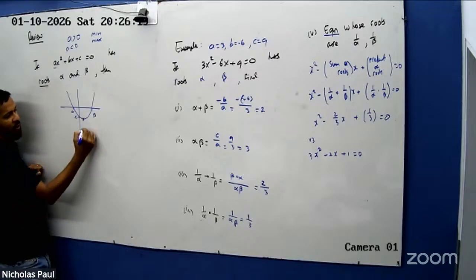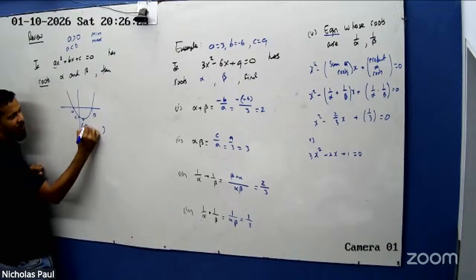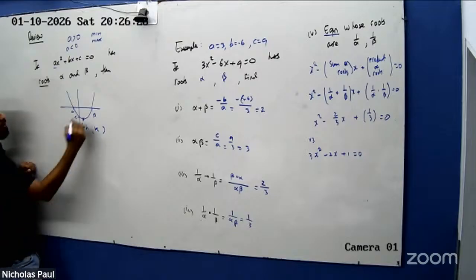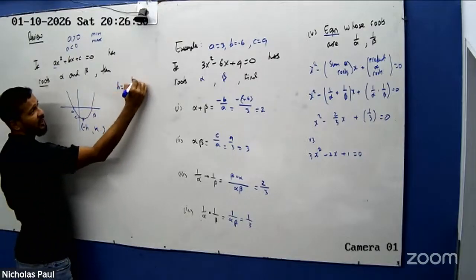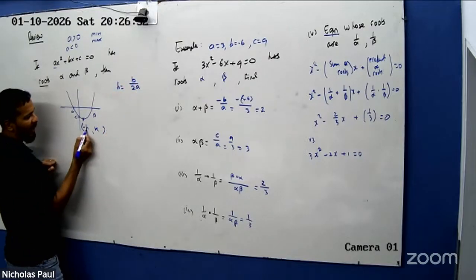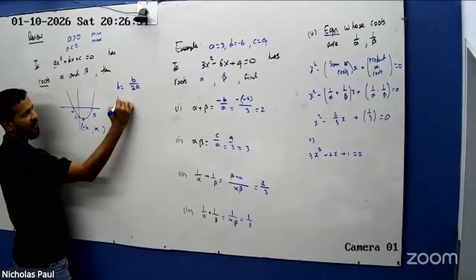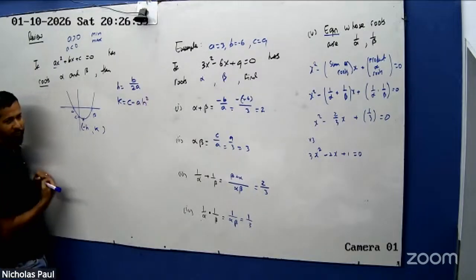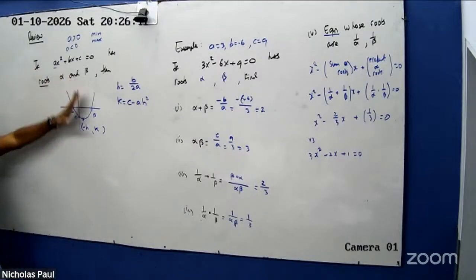And I also showed you this special point, which we call the turning point, and the turning point is minus H and K. That's okay? So you find H, H is minus b over 2A, with the minus sign in front. And K is C minus AH squared. Okay? So this is what we did last year.